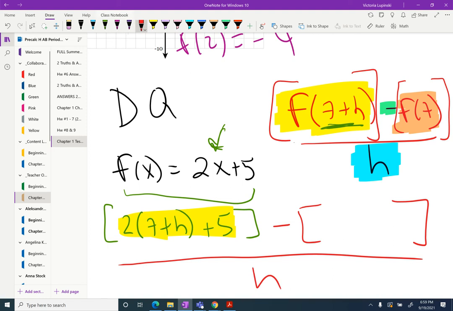And then I want to find f of 7. So f of 7 means go back to the f function. Everywhere there's an x, you're going to put a 7. So 2 times 7 plus 5. Does anybody have a question so far?